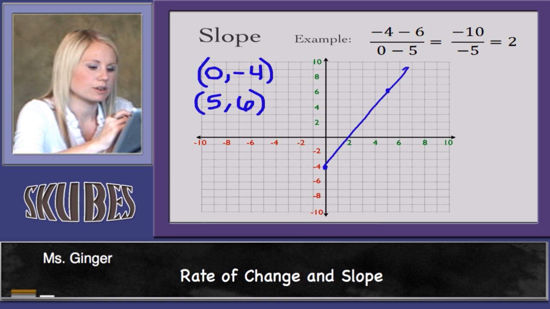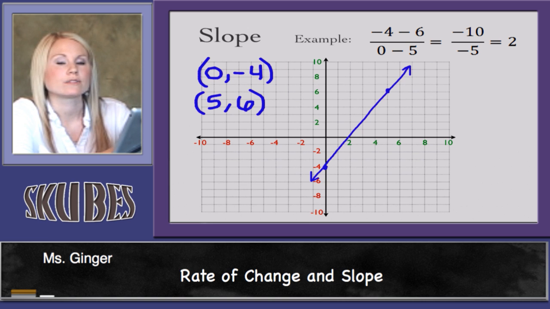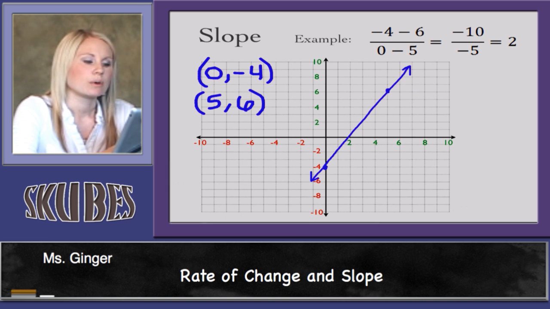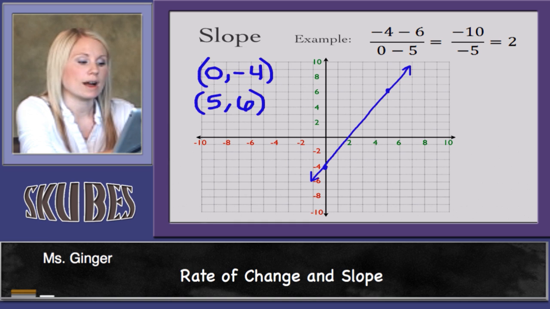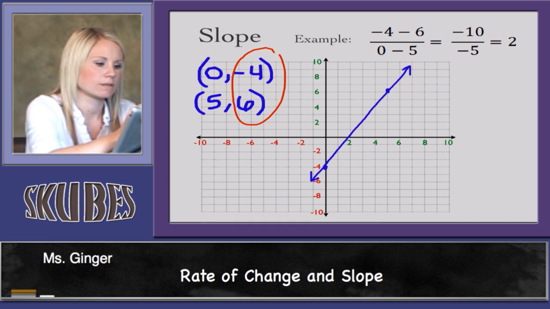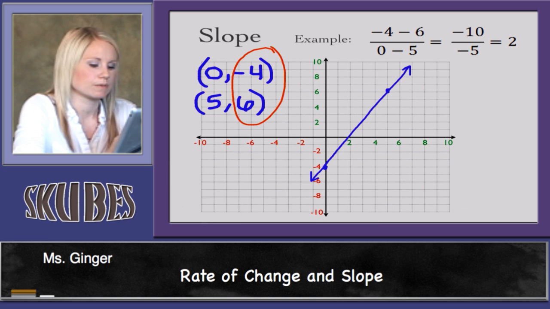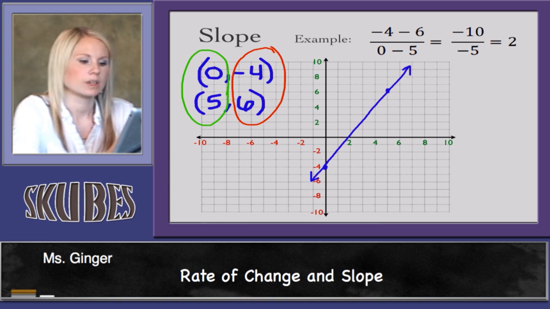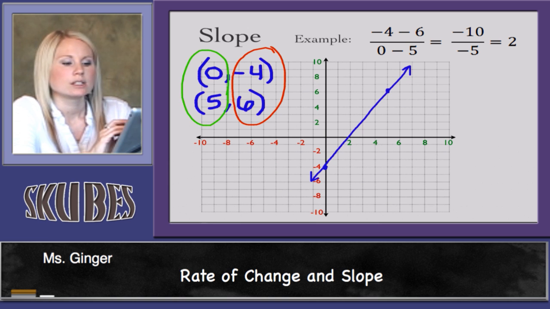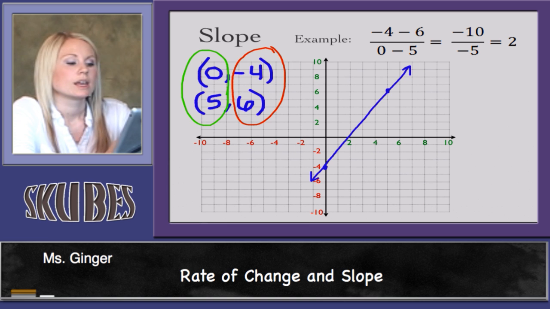So let's say I've got a linear function that travels through these points, and I would like to know the slope or the rate of change of that function. What I'm going to do is take my y values, which are here, up top, -4 minus 6, and divide that by my x values, which are here, 0 minus 5. So you can see if we calculate that out, we are going to get a result of 2, which means this has a rate of change of 2 units.